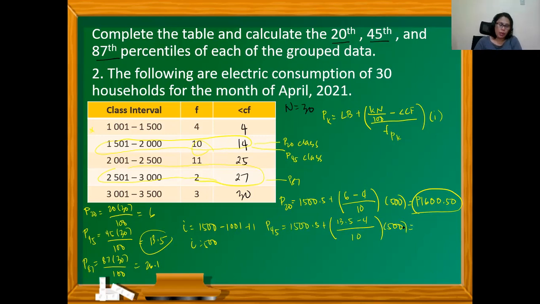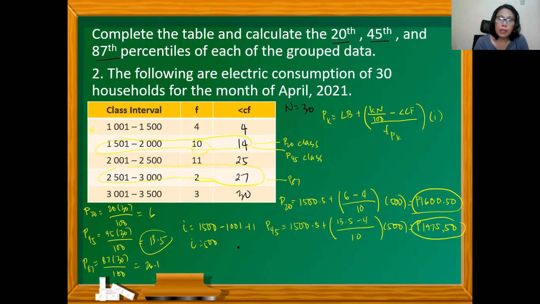So we have 13.5 less 4 and then 10. We have 1,975 pesos and 50 centavos.